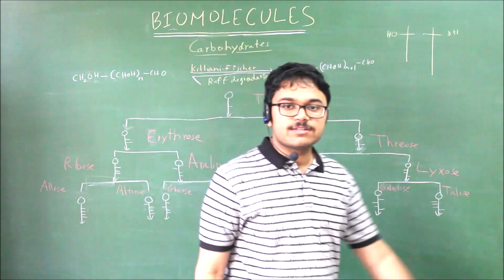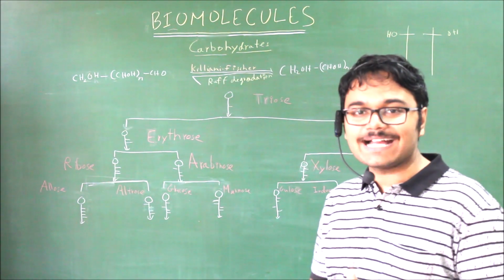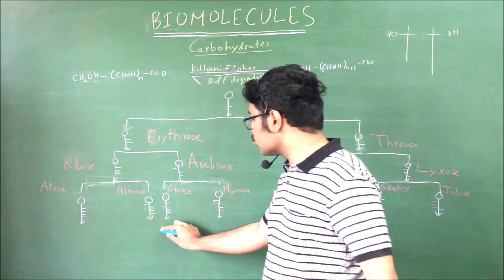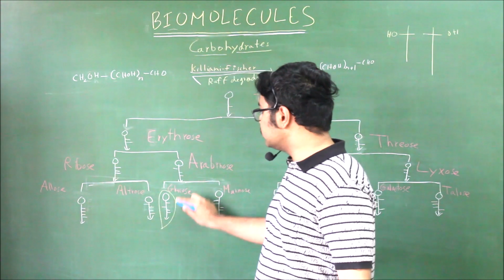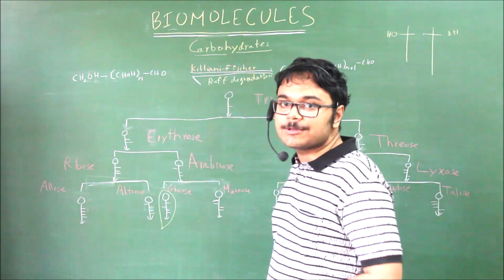So what Fischer did is he wanted to understand how all these aldoses are related to each other, and he performed reactions by stepping up and stepping down to figure out the exact structure of glucose. So he would step it down and find out the structure of arabinose, step it down and find out the structure of erythrose, and this way he would figure it out.